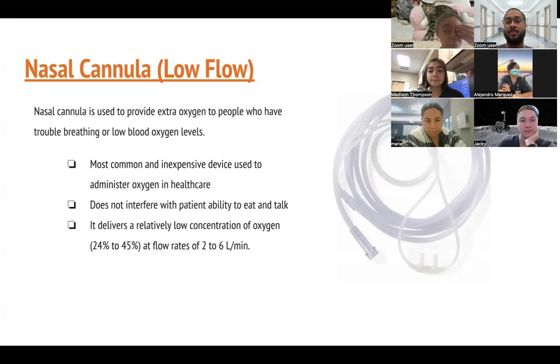This is the one that patients will use if they need a little extra oxygen to help breathe, or if they have low blood oxygen levels. This is the most common one used in facilities, both in hospitals and assisted living facilities. And the cool part about this one is that it doesn't really interfere with most ADLs, so patients can still eat and talk while having this nasal cannula on.